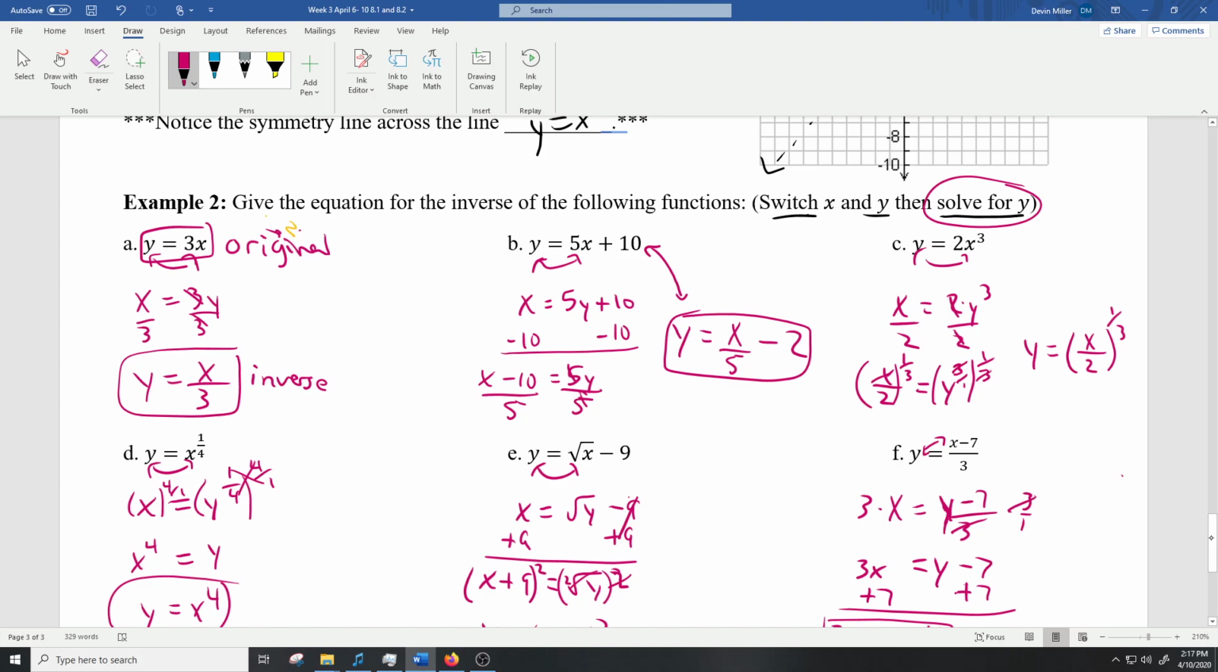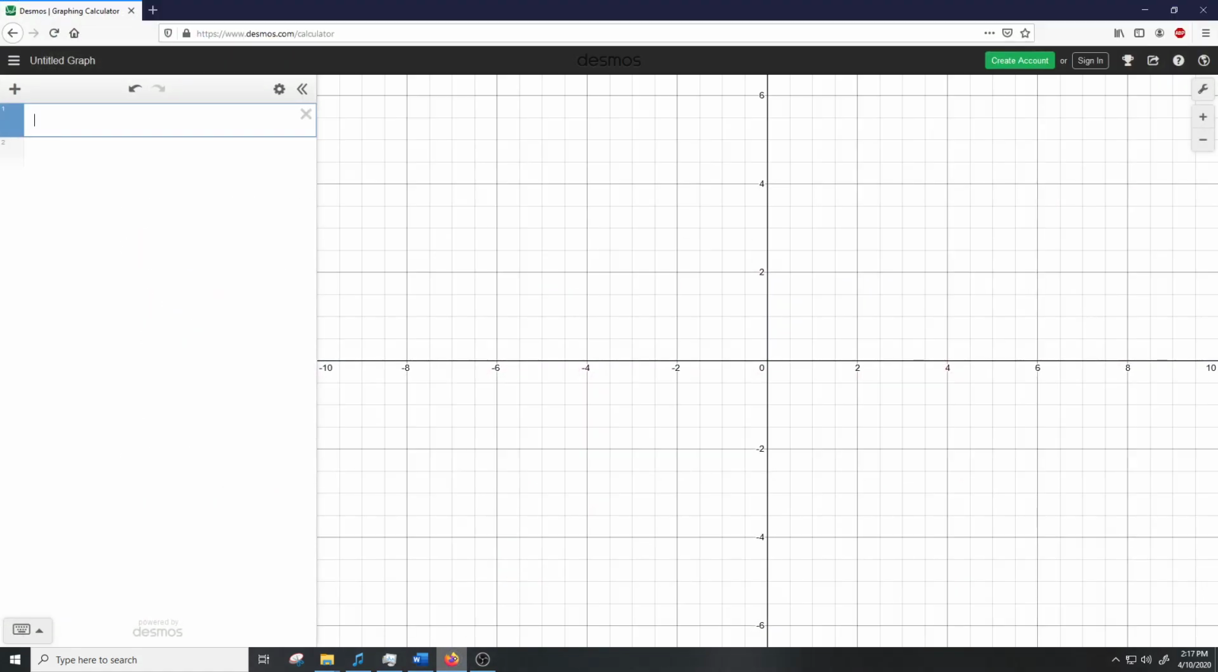Going back to example 2, so part A is y equals 3x. And then we're also going to put in y equals x over 3. See what it looks like. I'll have to actually type this. Y equals 3x, and it'll graph it immediately. If you want to graph something else, you have to hit enter, and it'll bring you down another thing to type into. Y equals x divided by 3.